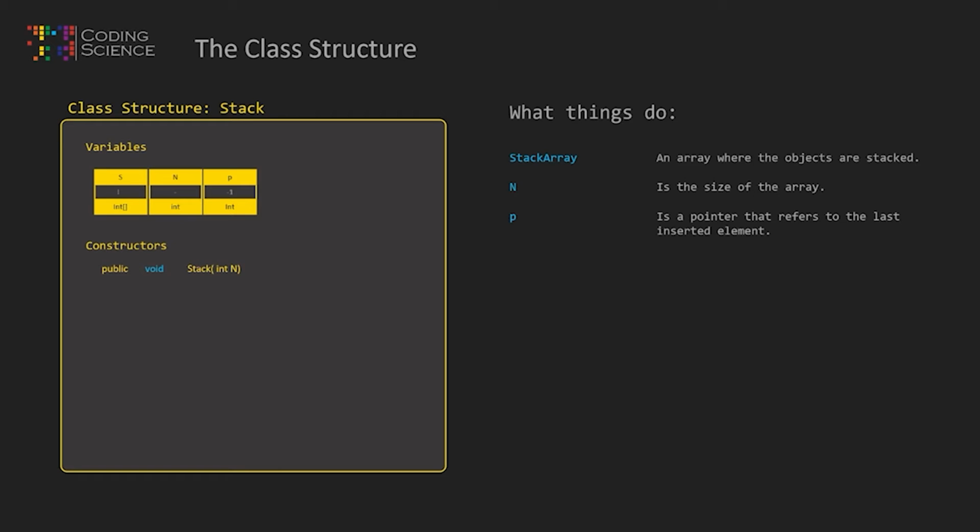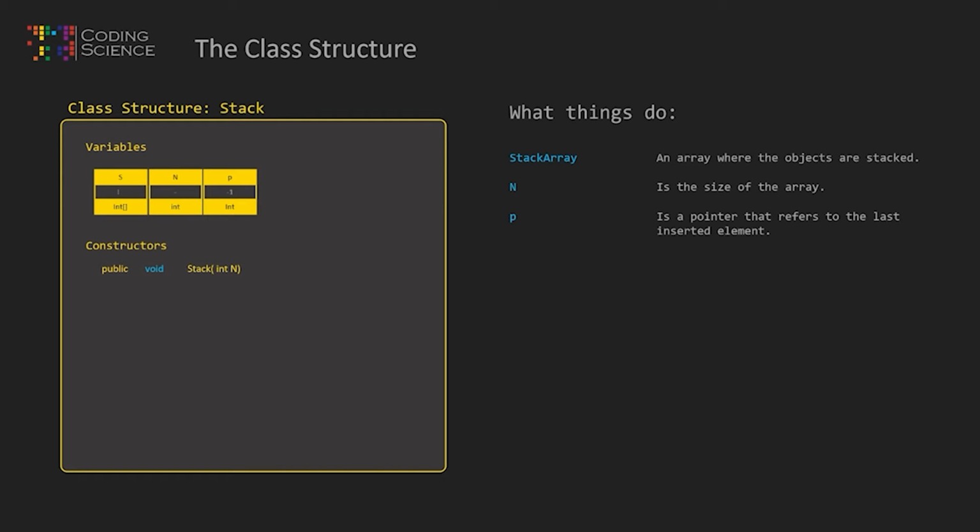So when you initialize your stack, you will have to write either 10 or any kind of number that you wish, to set the number of cells you want in your stack. The constructor will not return anything, so we'll have a void here, and it needs to be public so that it can be accessed from outside of the class.